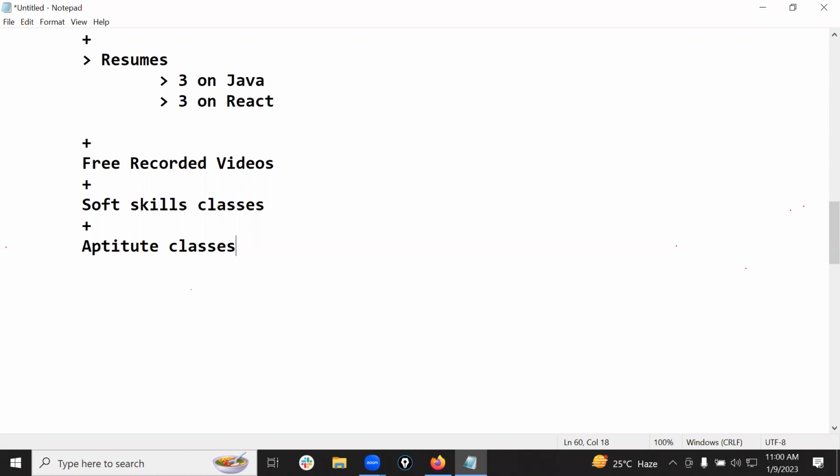The first round will be aptitude round only. Written test only. So to clear that round, you need to attend aptitude classes also. After that, what I want to tell you is mode. Mode means you can attend online or you can attend offline. Both are valid. Even today, I'm taking demo for online students and offline students parallelly.